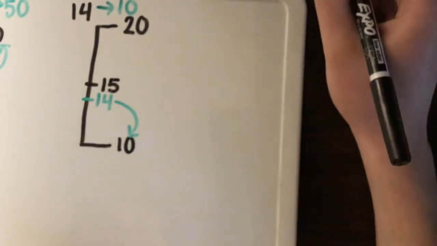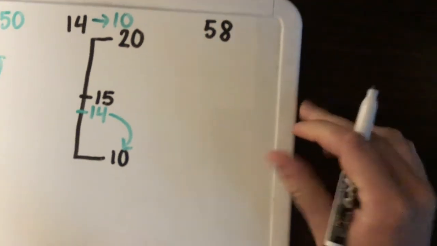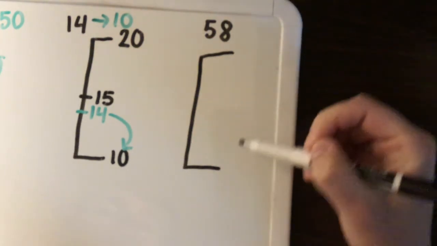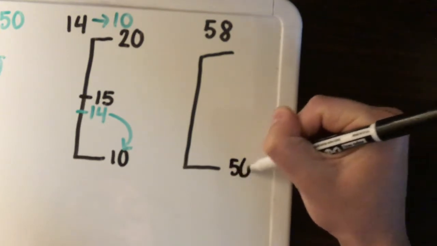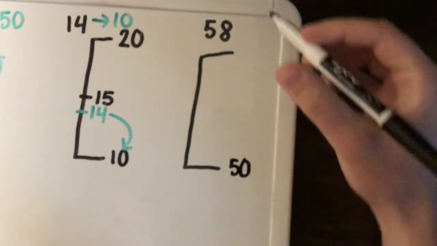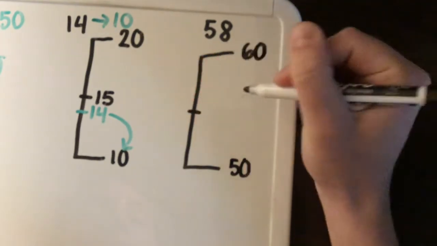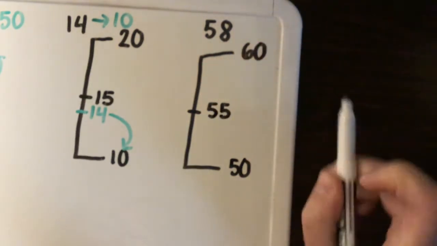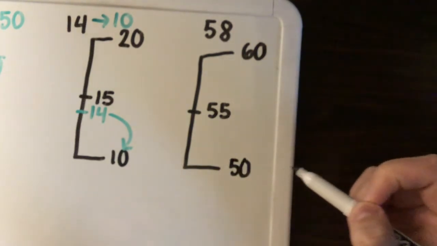Okay, let's do our next one. I'm going to do 58. Okay. So same thing here. I'm thinking about what 10 is before 58 and what 10 is after 58. Well, the 10 that's before 58 would be 50. And the 10 that is after 58 would be 60. And then my midway point would be 55. And if you want to pause the video as I write down each one and try to figure it out on your own, feel free to do that so you can see if you're doing it correctly.